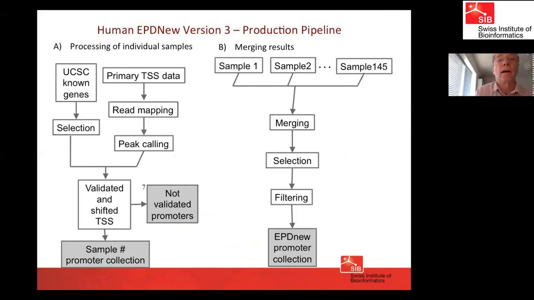This is an old slide which refers to version 3 of EPDnew. Now we are at version 6, but the principle is the same. So the input data is a gene catalog. At that time we used UCSC known genes, and primary TSS data, these are CAGE libraries in general. The primary TSS data undergo a read mapping step, and then we do a kind of peak calling and identify clusters of transcription initiation sites. The UCSC gene catalog is filtered based on some criteria.